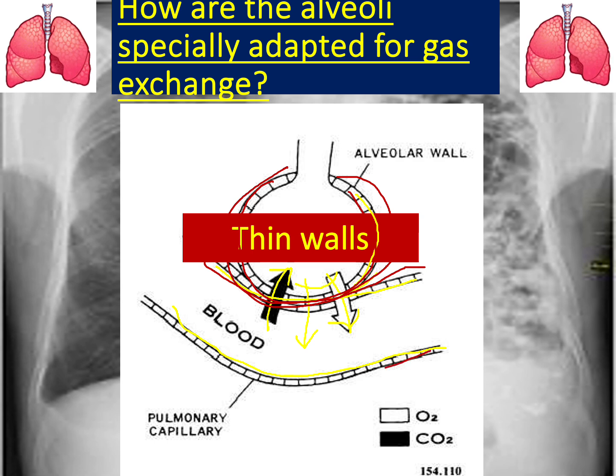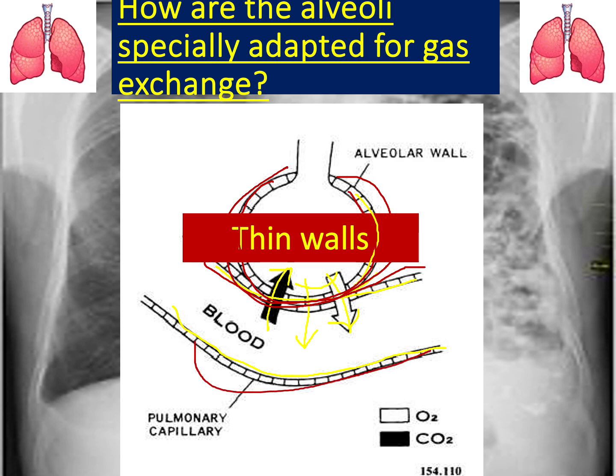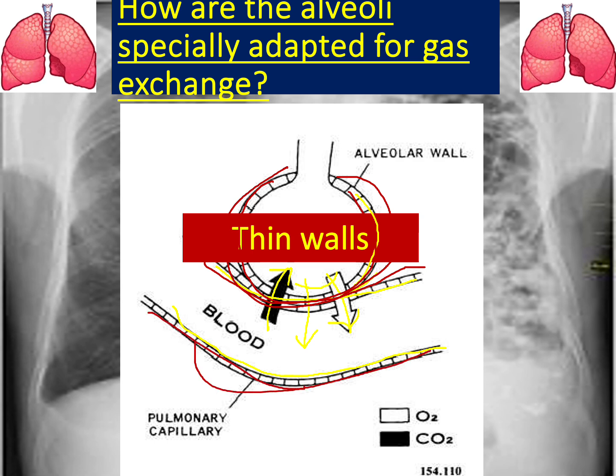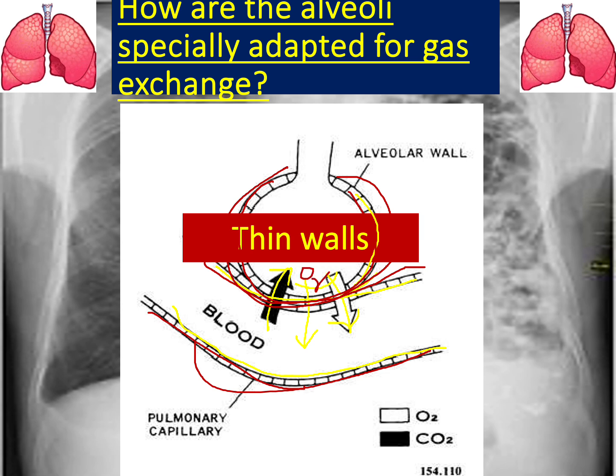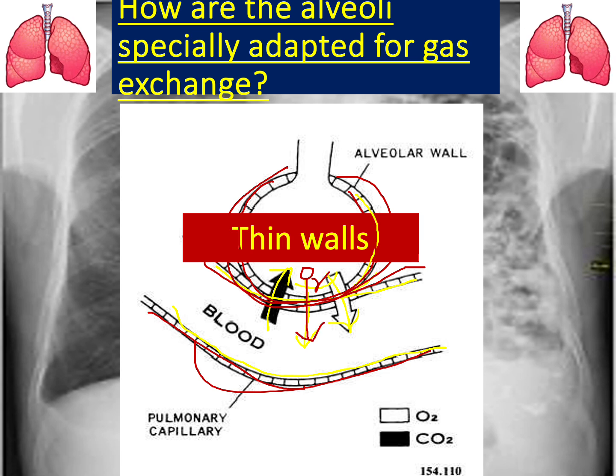Can you see this? Both the blood capillaries, the blood vessels, and the alveoli have very thin walls. Since they have thin walls, oxygen can go from the alveoli into the blood, and carbon dioxide can go from the blood into the alveoli.